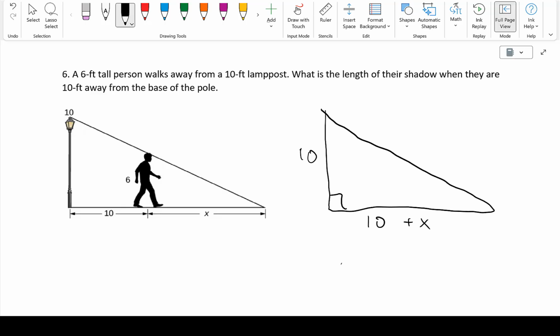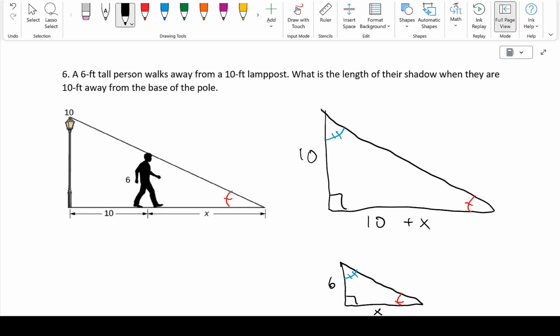We also have the smaller triangle made by the figure and their shadow. So it's a 6 foot tall person with an x foot long shadow. We know that these triangles are part of the same triangle here. So that lower right corner is the same. They also have the 90-degree angle. And if two of those angles are the same, and we subtract from 180, we know that that third angle is going to be the same as well. So they are similar triangles.